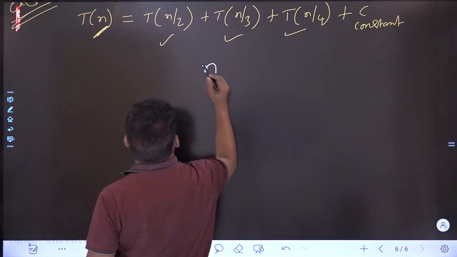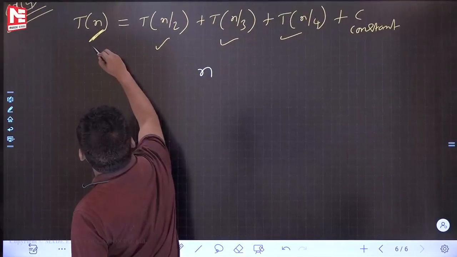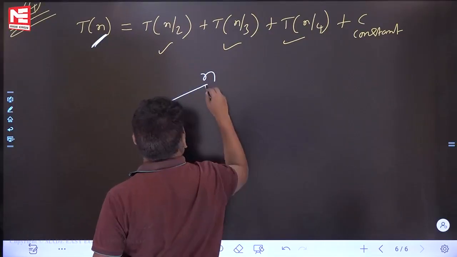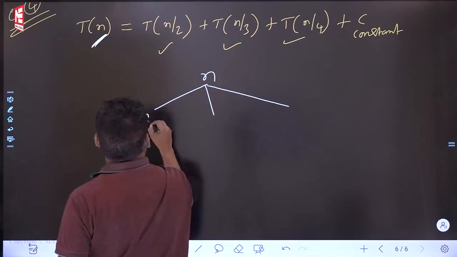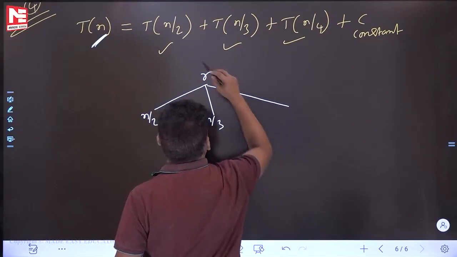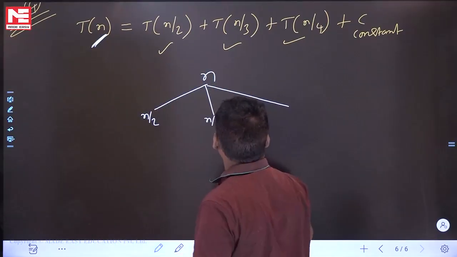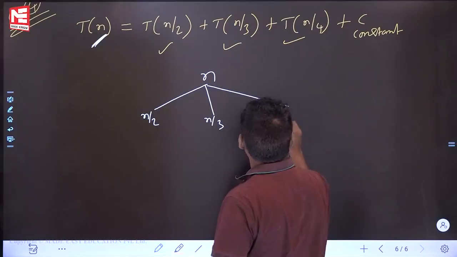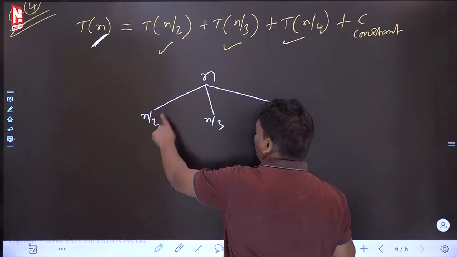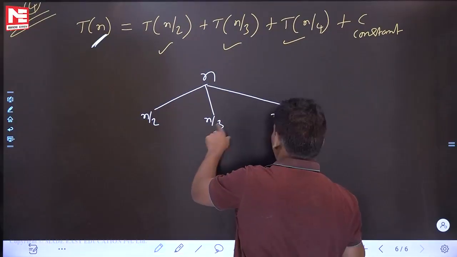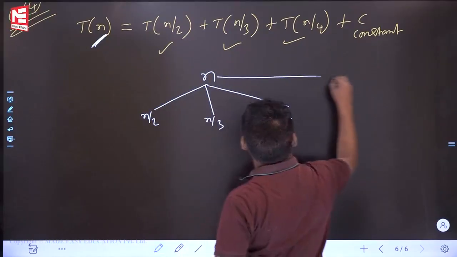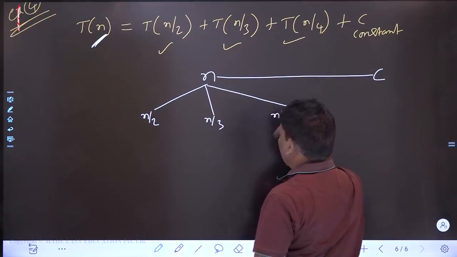So this n, right? This n is divided into 3 parts. Left side is multiplied by 1 by 2, right side by 1 by 3; left side by 1 by 2, middle by 1 by 3, right side by 1 by 4. Multiplying by 1 by 2 is nothing but dividing by 2, 3, 4, like that. So n divided into 3 parts will take c time, the non-recursive term is c.